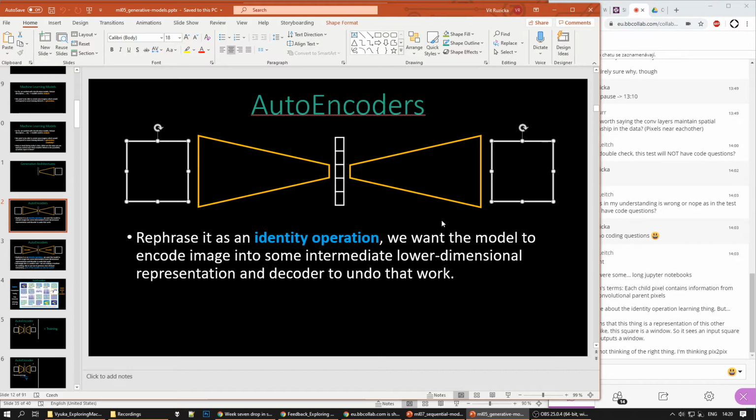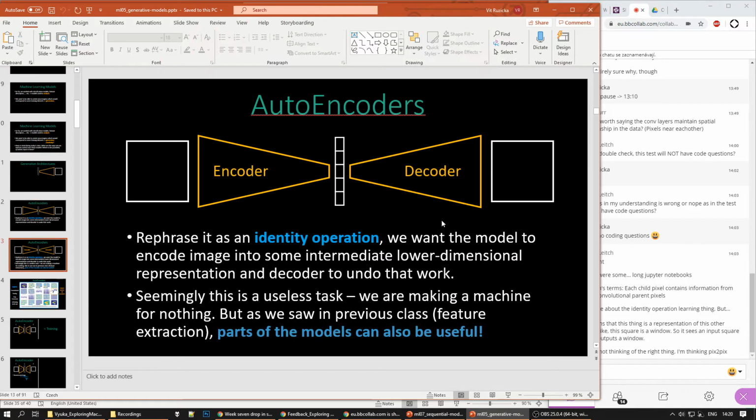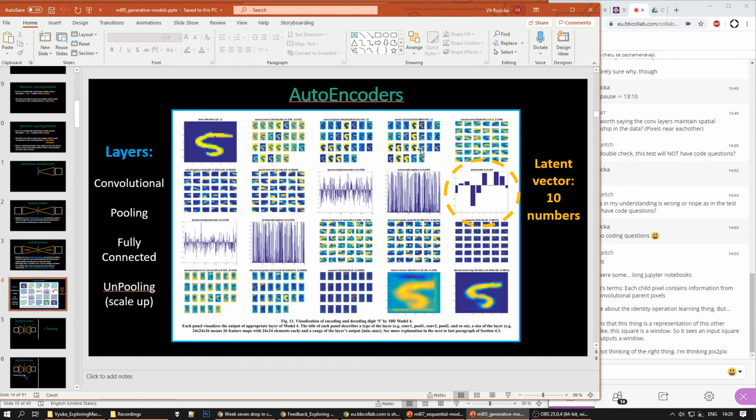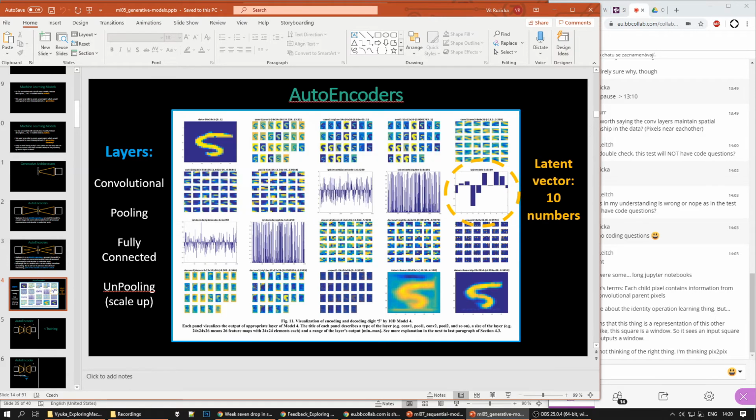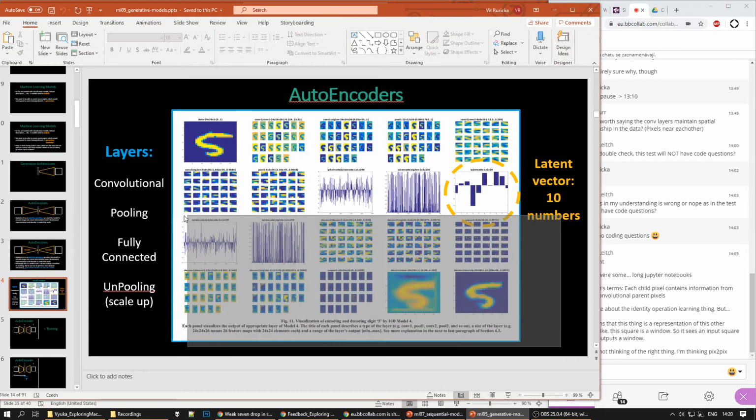I'm just writing down a note for myself. Okay, so we can call these bits an encoder and a decoder, and this is probably helpful to see because this looks entirely like a classification network, but this is undoing that classification.